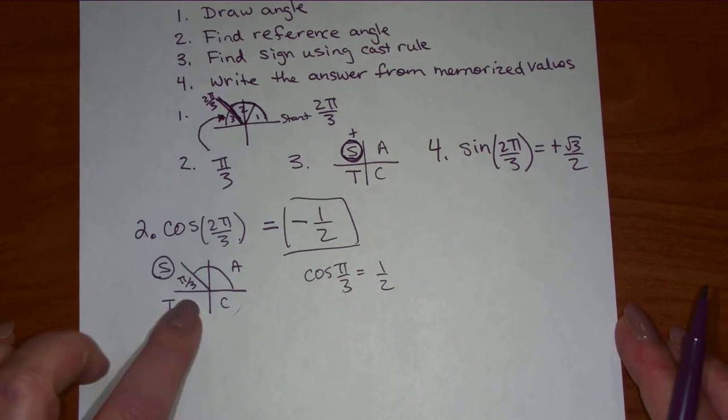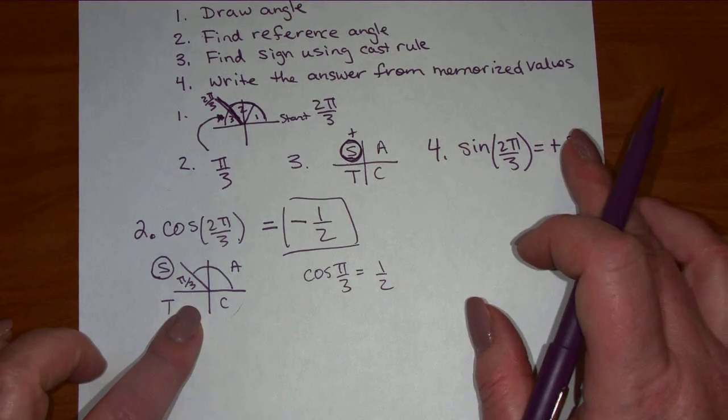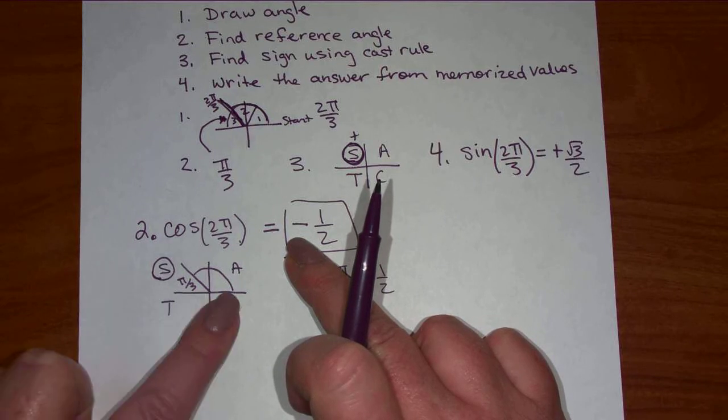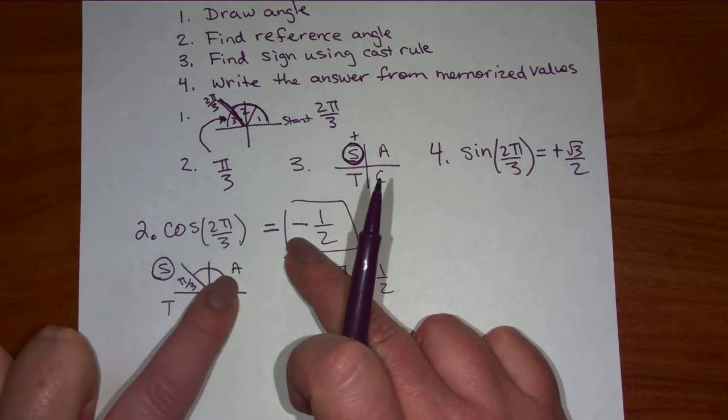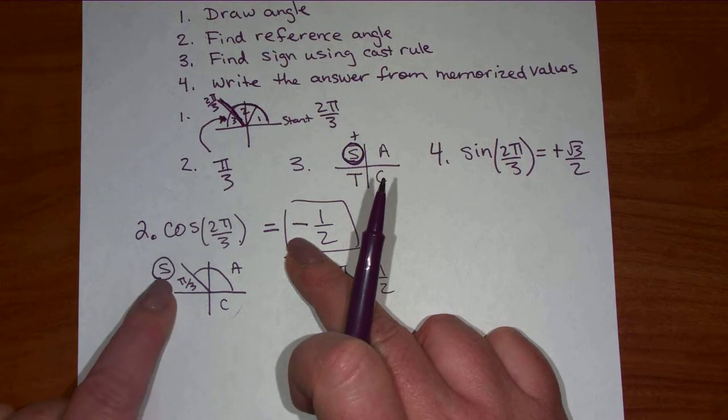So why was it negative? Because it wasn't in the C or the A. All are positive if it lands in the A, so it doesn't matter which one we ask for, they'd just be positive. The only one that's positive if it lands in this quadrant is sine, the rest you would put a negative. Okay, and so on. So, number 3.